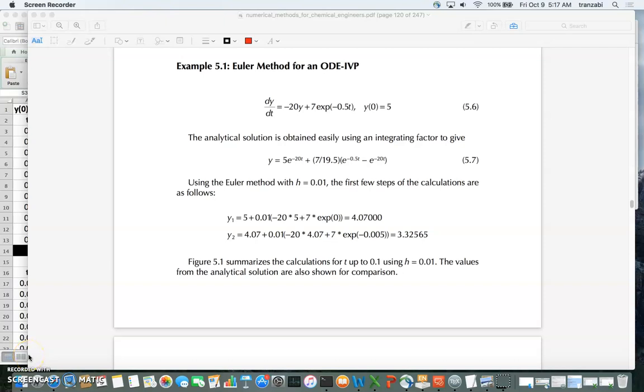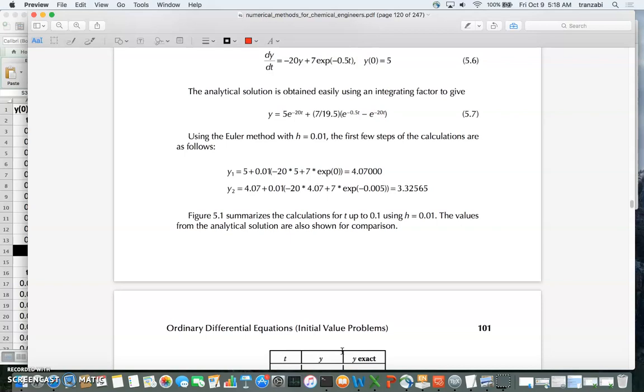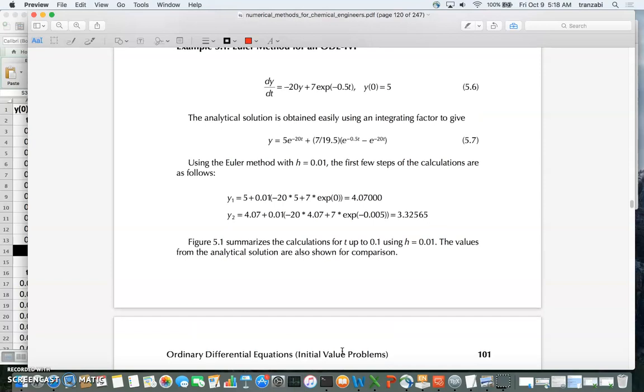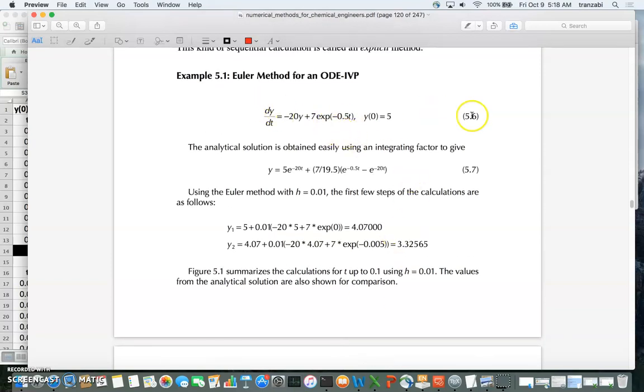In this video, I'll be continuing our discussion on Euler's method to solve first-order differential equations. Particularly, we're going to look at the rest of example 5.1 on page 101. In the last video, we talked about how we can solve a differential equation like this, shown in equation 5.6, using forward Euler.